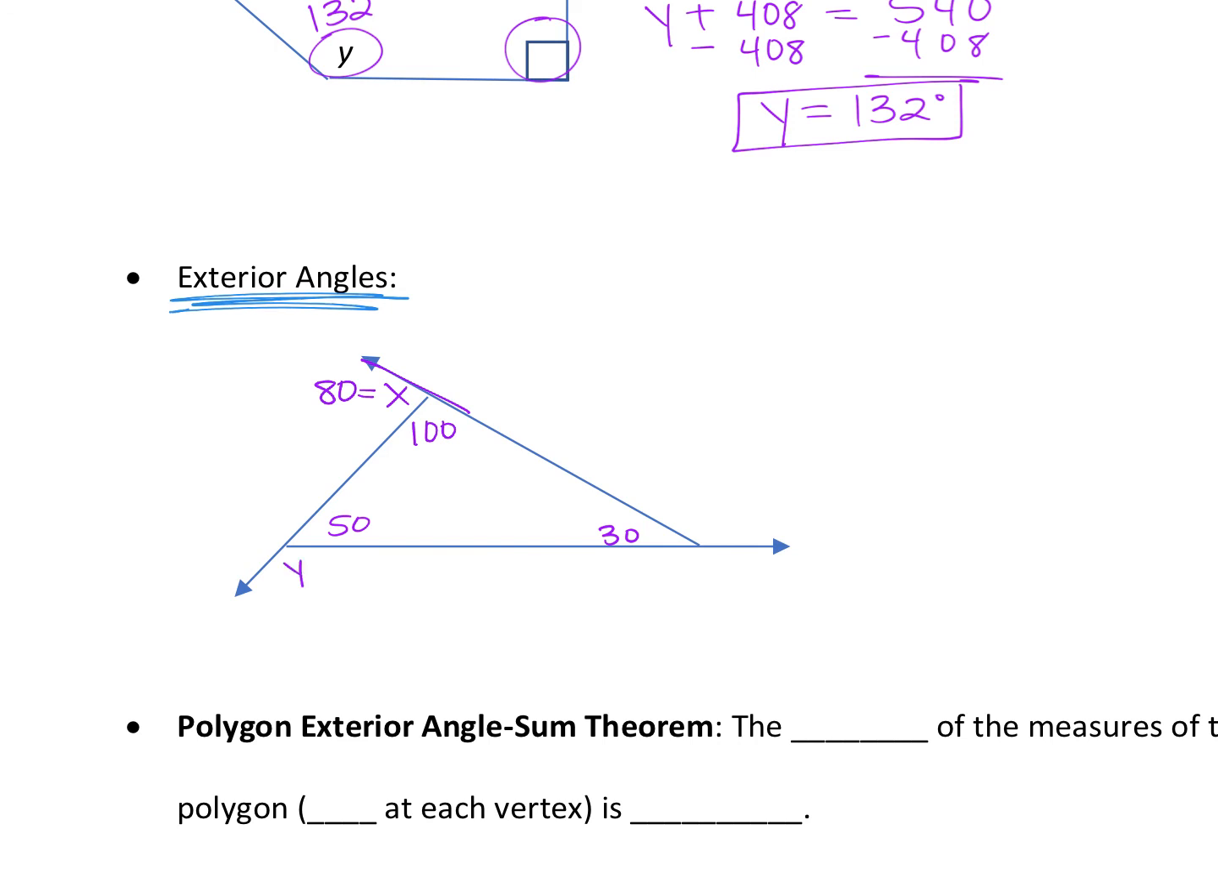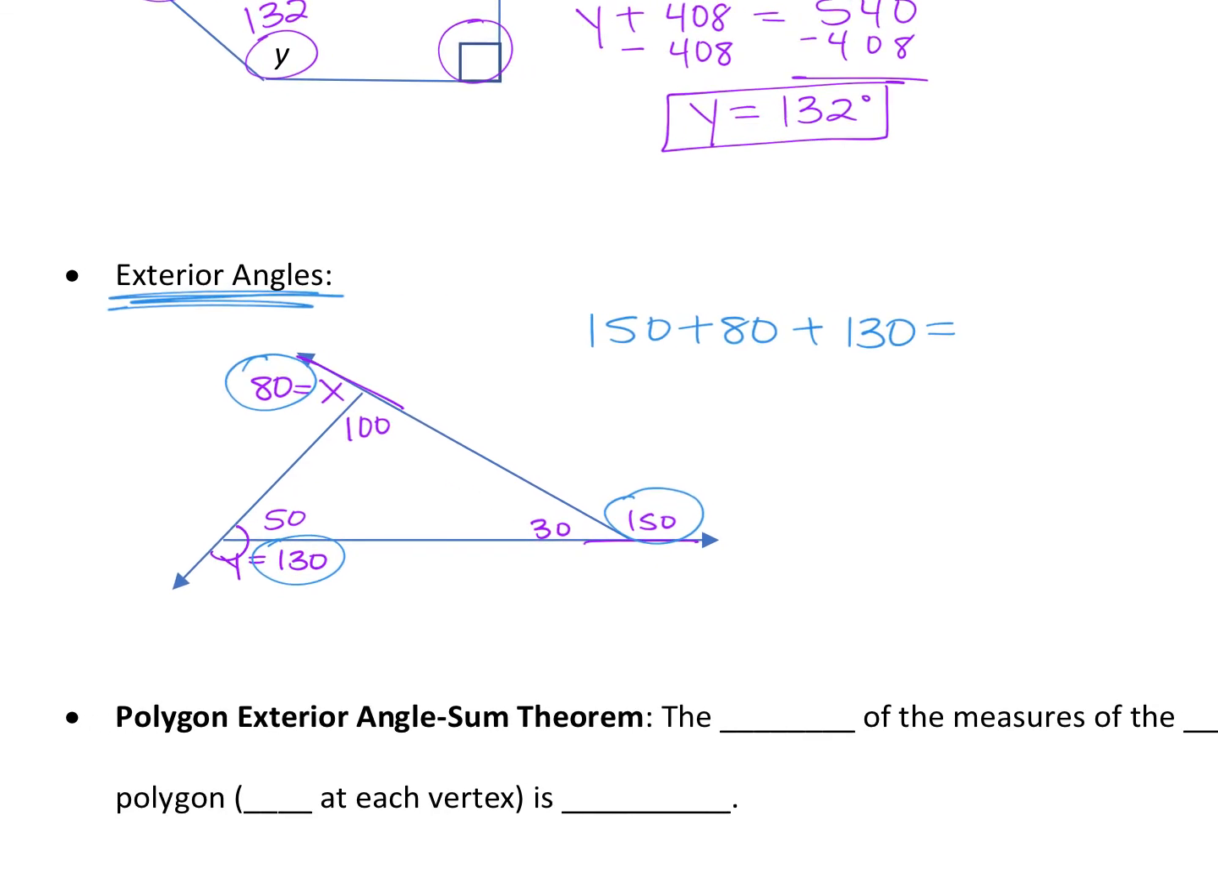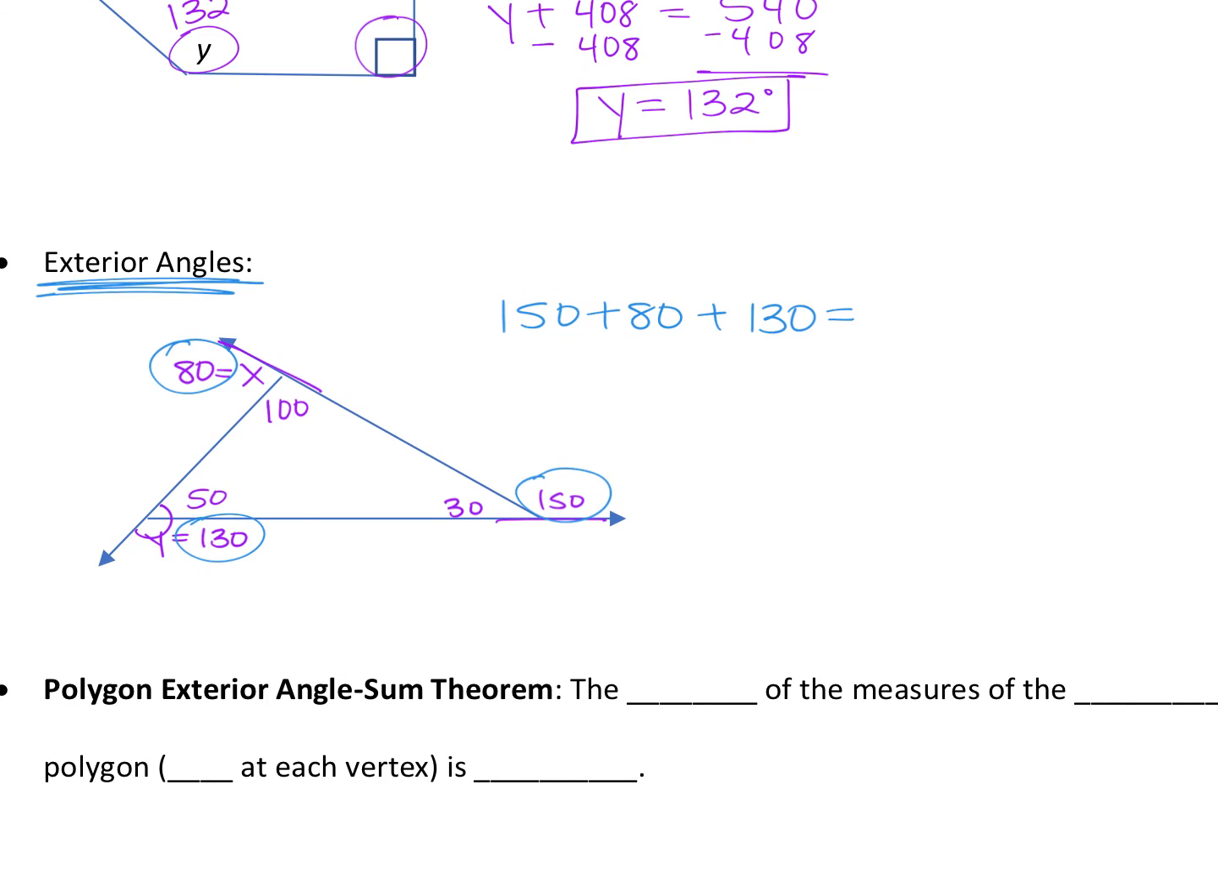What is this y angle? 130. That would be 130 to add up to 180 because this is a linear pair. And then the last one would be 150 to add up to 180. Okay, so now look at these angles. We have 150, 80, and 130. 150, 80, and 130 add up to what? 360.